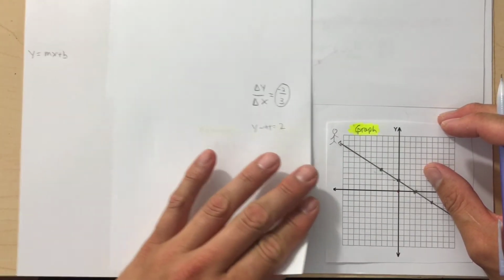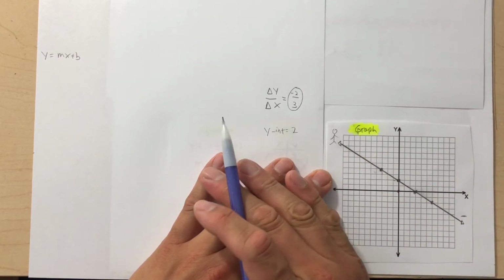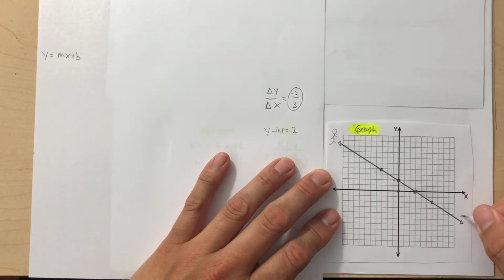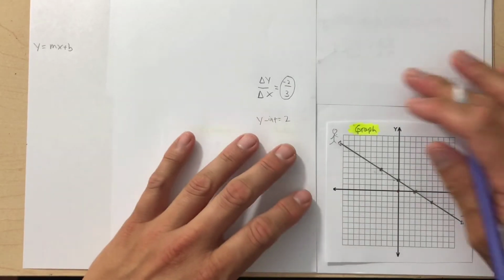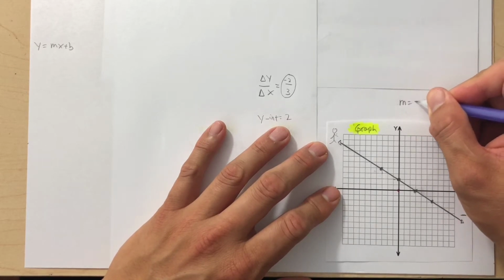Now again, when you interpret a graph, you have to look at it from left to right. From the left side of the graph, that's where you start, and it looks like it's going down. So I know that my graph is negative. So my slope, I know it's going to be a negative, okay?